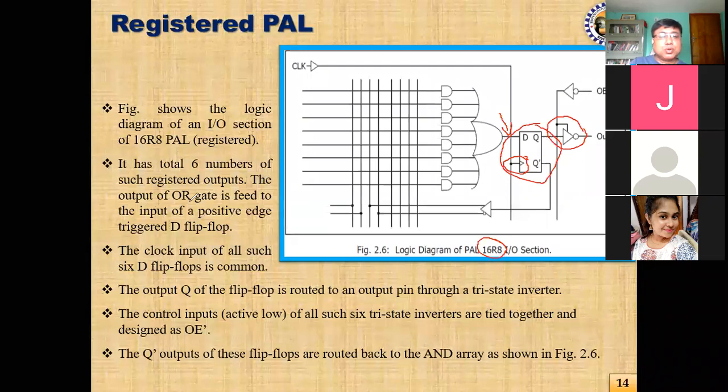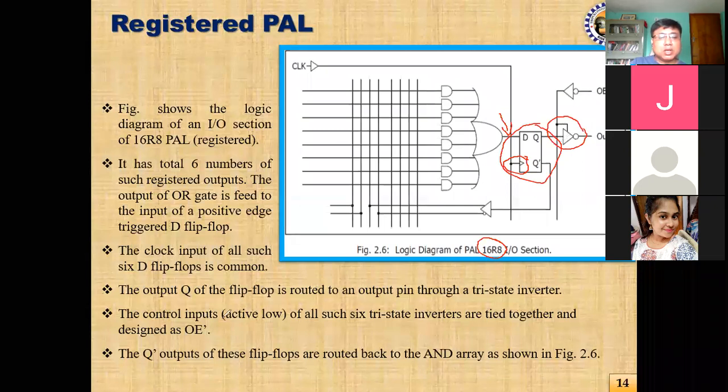The output of the OR gate is fed to the input of a positive edge triggered D flip-flop. The clock input of all such 6 D flip-flops is common. You see this clock input running here, so all the flip-flops will be triggered by the clock simultaneously. The Q output of the flip-flop is routed to an output pin through the tri-state inverter. So this is what it is talking about.